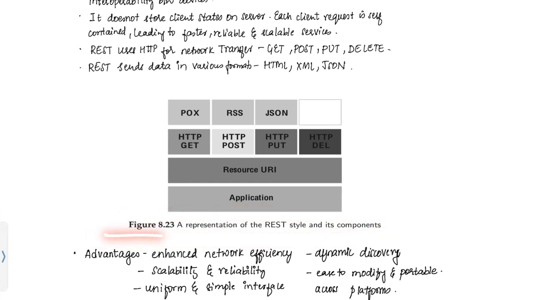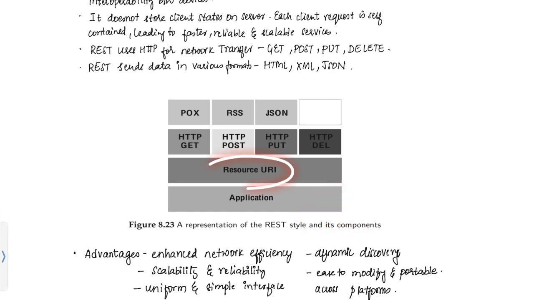Next we'll look into the figure, which is a representation of the REST style and what are the components associated with it. So the first one is application. So in the application layer, there is interaction between the application and the client. So REST will make sure that there is a uniform interface and proper communication, or delivery of messages, happening here.